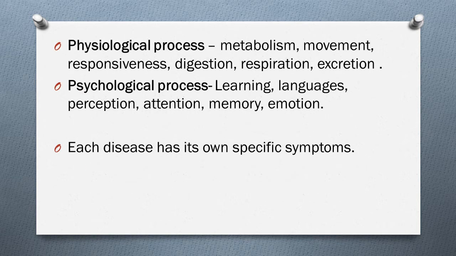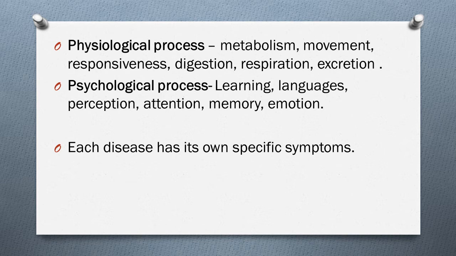Now let's see the psychological process. Psychological process relates to learning, language and perception, attention, memory and emotion. So what is perception? Students, perception is the ability to see, hear or become aware of something through our senses. Okay, have you understood the physiological and psychological processes?